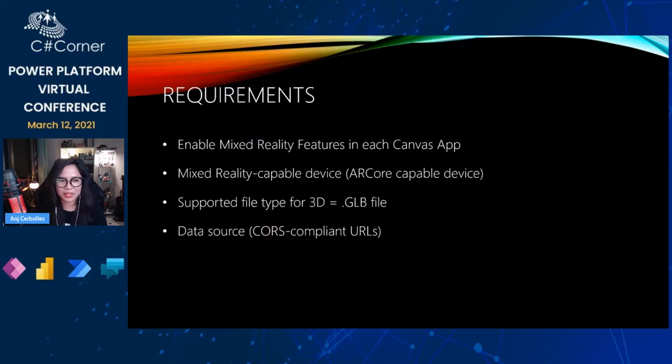To build this mixed reality in Power Apps, there are some requirements that we need to check because it's still in public preview. You might need to enable the mixed reality feature in each of your canvas apps. Then you need a mixed reality capable device, an ARCore capable phone. The supported file type for the 3D objects is .glb. And of course, your data source should be CORS compliant URLs, so you need to check the CORS settings that you have in your business area.